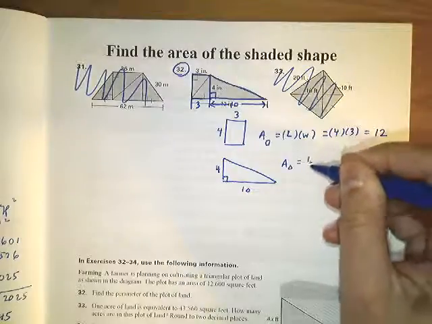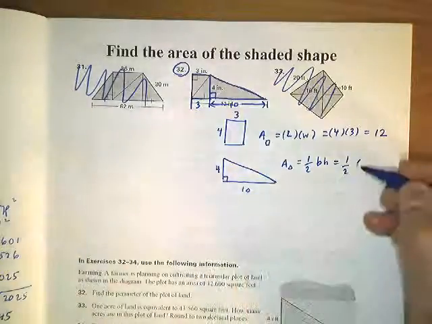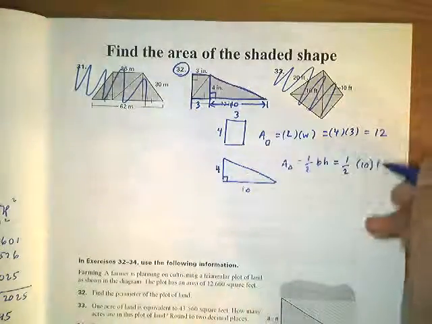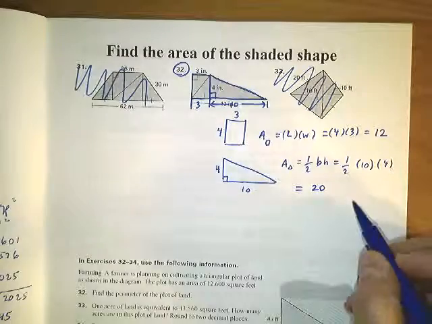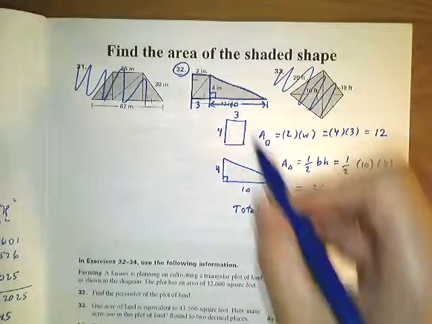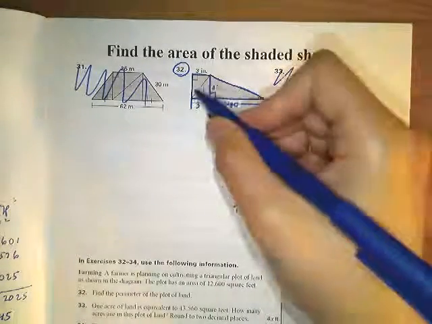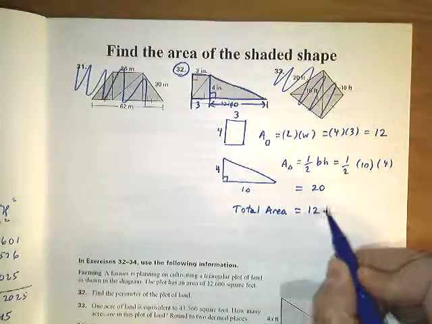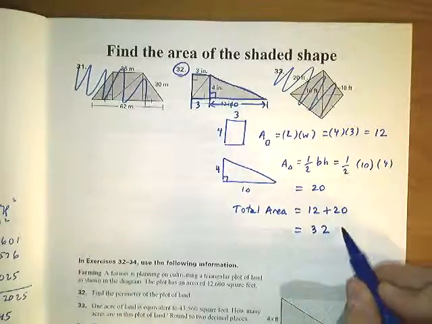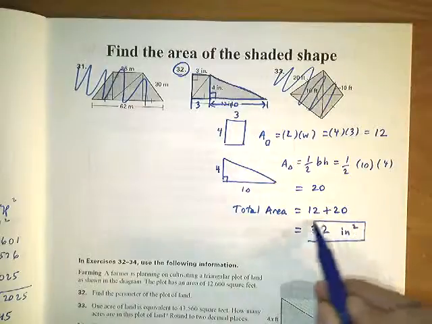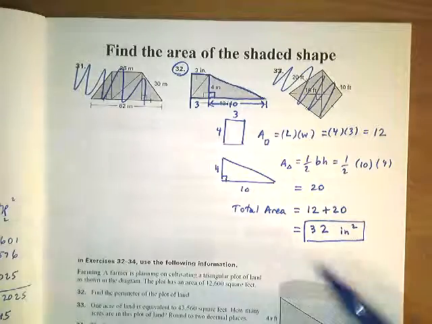So the area of my triangle is 1/2 times base times height. So that's going to be 1/2 times the base of 10 inches times the height of 4 inches. So 10 times 4 is 40, half of 40 is 20. So the total area of the entire shape I can simply find by adding the two pieces, the rectangle and the triangle. 20 plus 12 is 32, and this is an area, so it's in square units, square inches. This is very similar to a B-level question that you're going to see on your quiz.